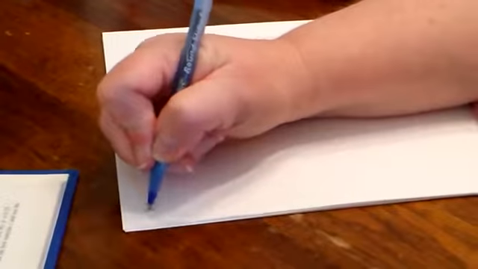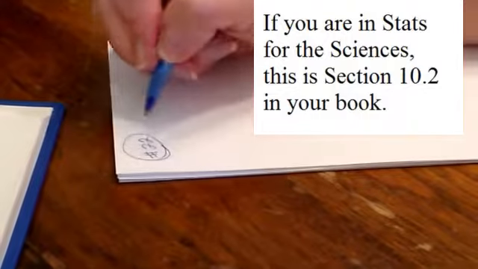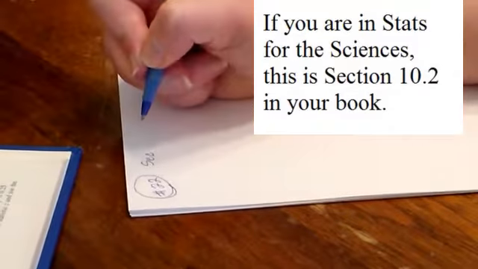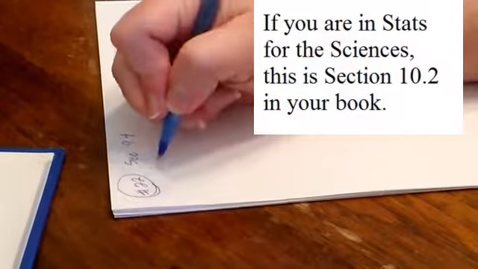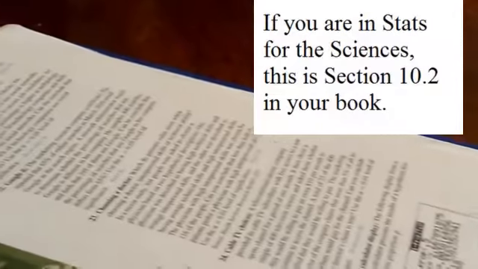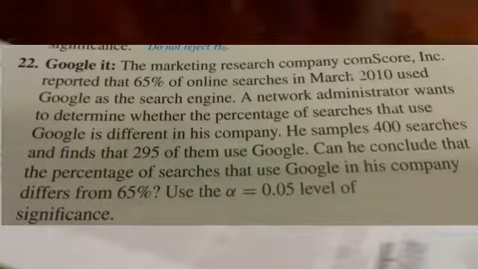Okay, I'm going to do another one from the book. Again, I have the old version, so I'm not sure the numbers are right. But this, in my version, is 22 in section 9.4. It's the one labeled Google It. So if you look for that one, you'll find it. Okay.